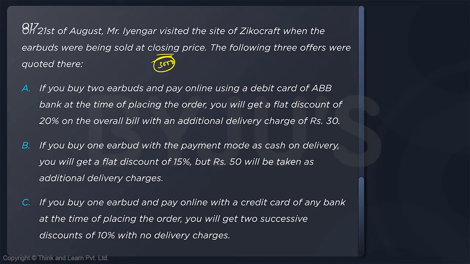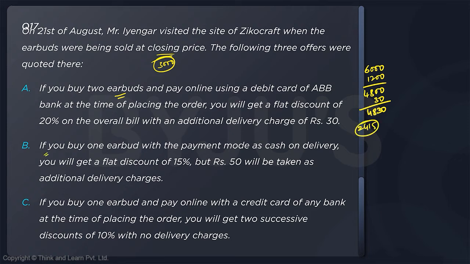If you buy 2 earbuds and pay online using a credit card or a debit card, you will get a flat 20% discount, but that is for 2 earbuds. So 2 earbuds price is 6000, 20% off is 1200 off, right? So 1200 off, so this will become 4800 plus 30 rupees delivery, so 4830. So per earbud it is 2415. This is the price per earbud.